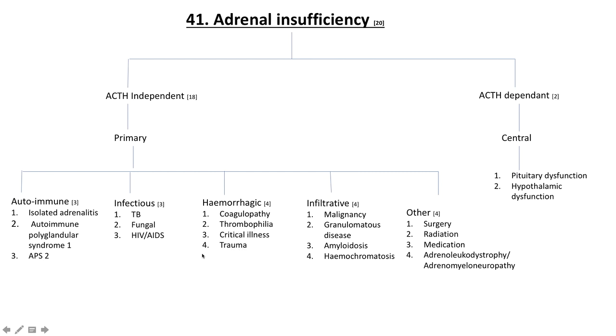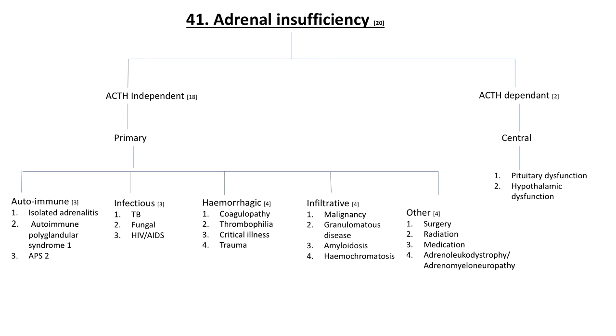We're going to be talking about Waterhouse-Friderichsen syndrome, which happens when there's a hemorrhage within the adrenal gland associated with meningococcal septicemia. Infiltrative issues like malignancy, granulomatous disease, amyloidosis, hemochromatosis, and other issues like surgery, radiation, medication, and the very rare genetic syndromes of adrenoleukodystrophy or adrenomyeloneuropathy. So those are 18 handy ways to approach etiologies behind primary adrenal insufficiency.